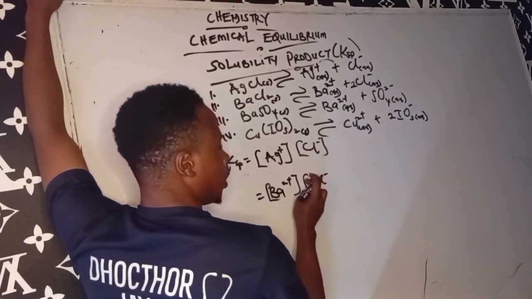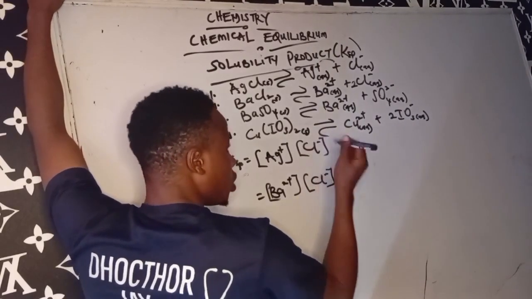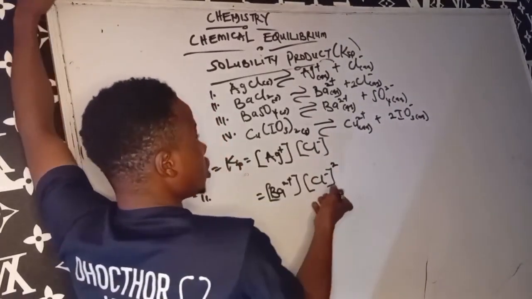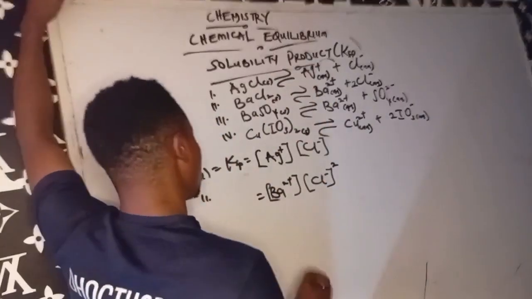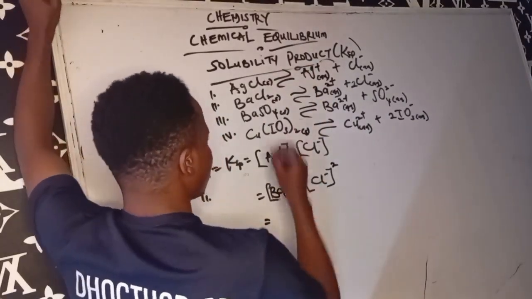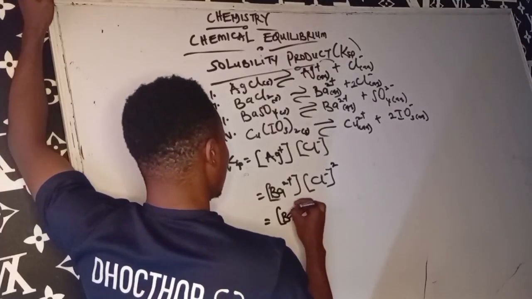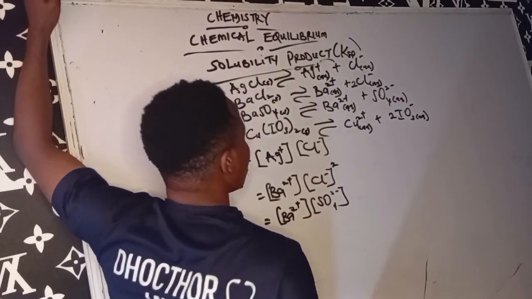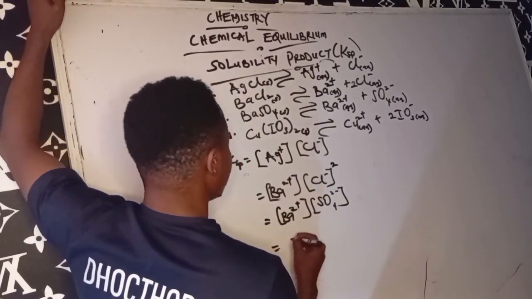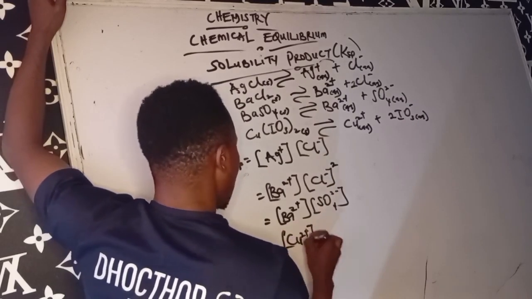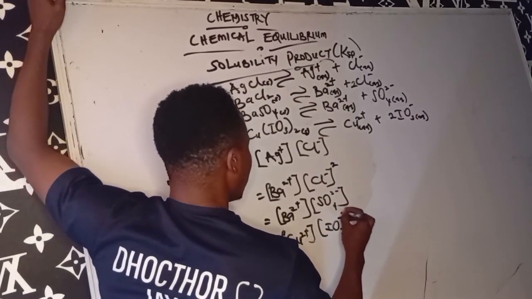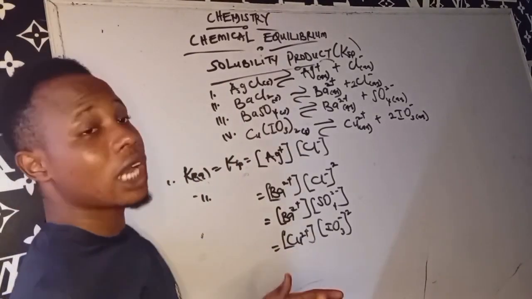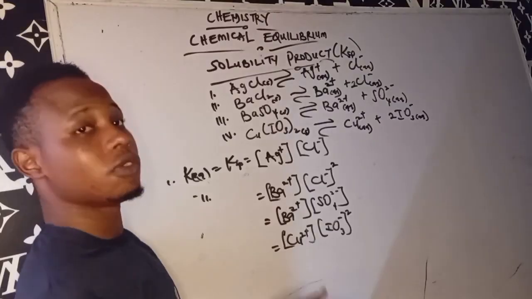Now I did not write 2Cl minus. I wrote Cl minus. The 2 is supposed to be a power of the concentration to give us activity. So Cl minus raised to the power of 2. Now the third one we have likewise Ba2+ and SO4 2 minus. The fourth one we have Cu2+ and IO3 minus raised to the power of 2. Alright, so now you see how easy that can be once you know it from the foundation.